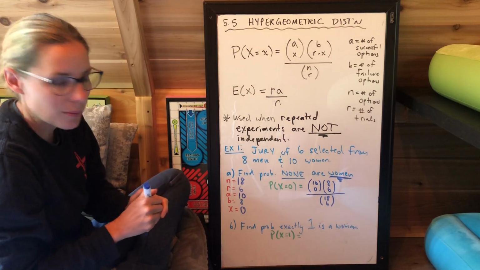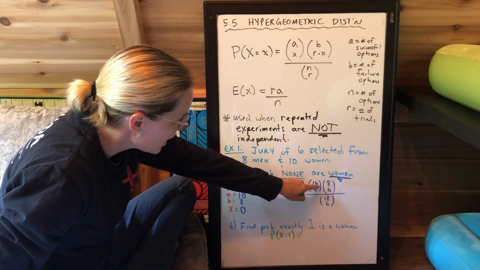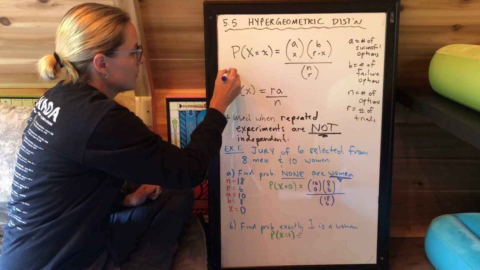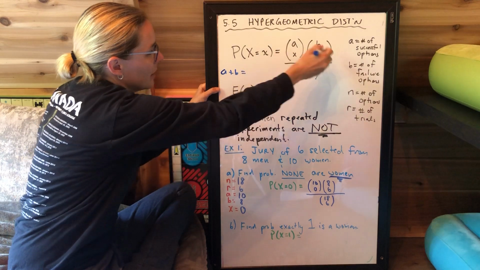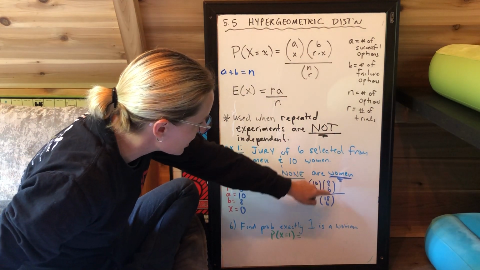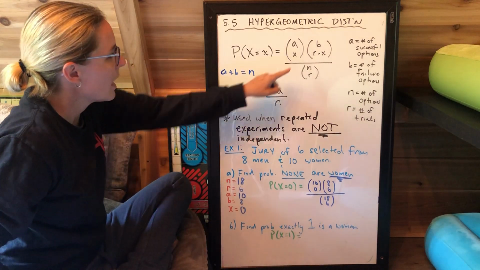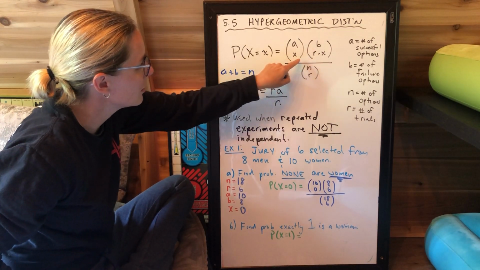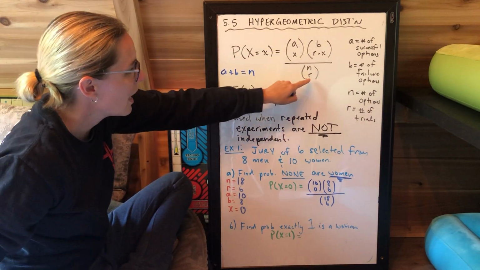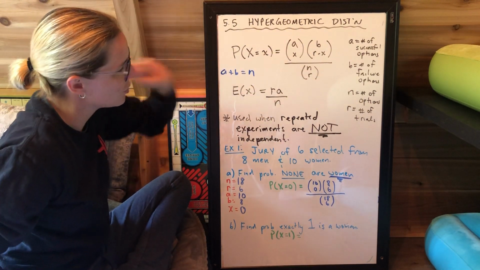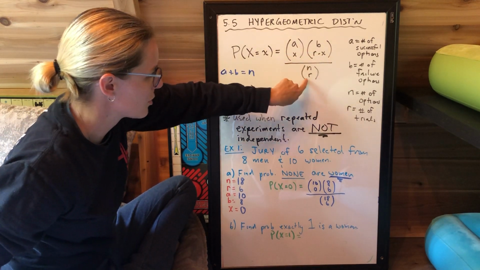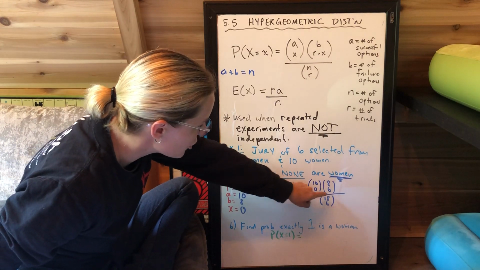Notice this is similar to what we did before. The 10 and the 8, the two numbers on top, A and B, have to add to be equivalent to n. These two numbers have to add: 10 plus 8 is 18. And then the two numbers down here, x and r minus x, obviously 6 minus 0, have to add to be r, which makes sense. If you just added x plus r minus x, the x's go away and you're just left with the r. So that's a way for you to check.